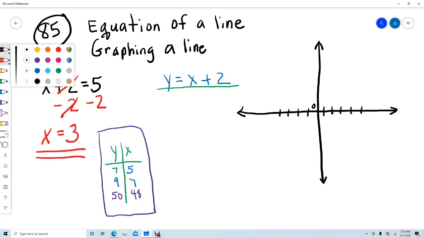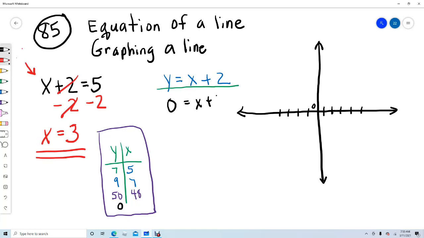Let's just make it simple. When y is 0, what is x? Let's subtract 2 from both sides. 0 minus 2 is negative 2. These cancel. So we see that when y is 0, x will end up being negative 2.